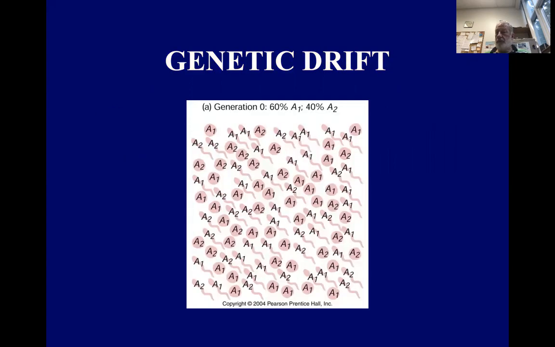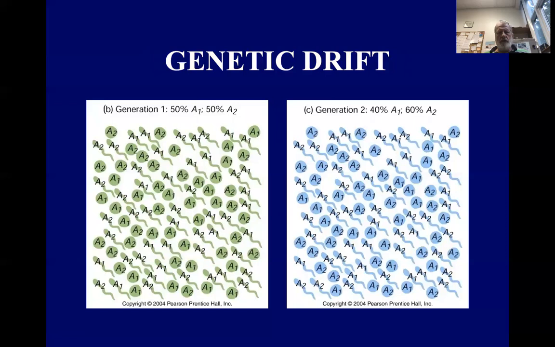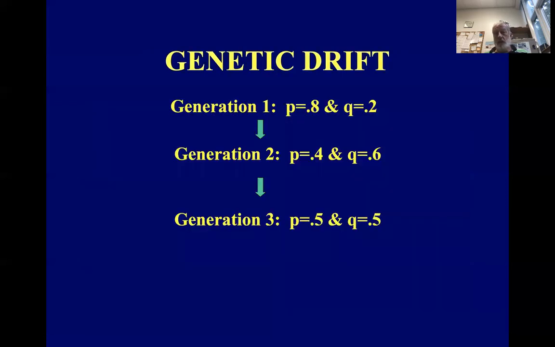So here's our gene pool at generation 0, 60% A1 alleles, 40% A2. Generation 1 then 50-50, and then generation 2, 40% A1, 60% A2. Another way of looking at it is like this. So generation 1, P 0.8, Q 0.2, really different. Generation 2, same with generation 3. So the numbers drift from generation to generation. That's where the name genetic drift comes from.